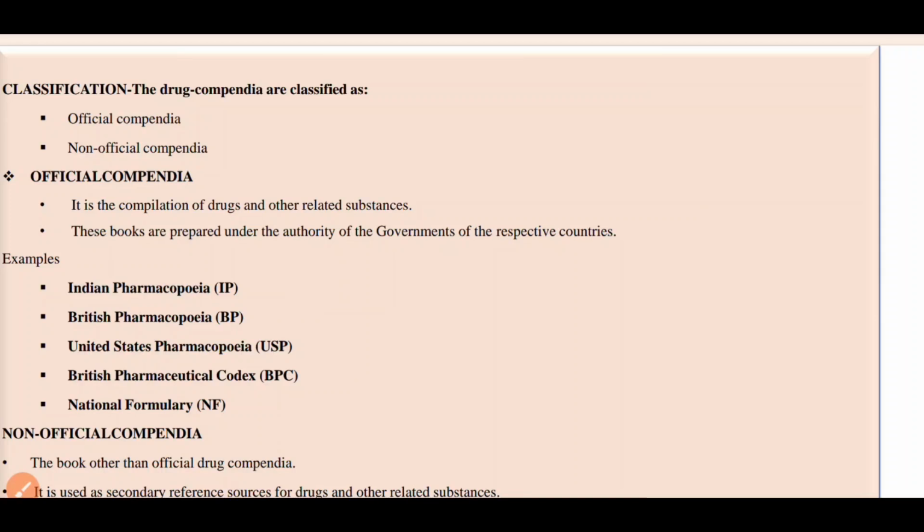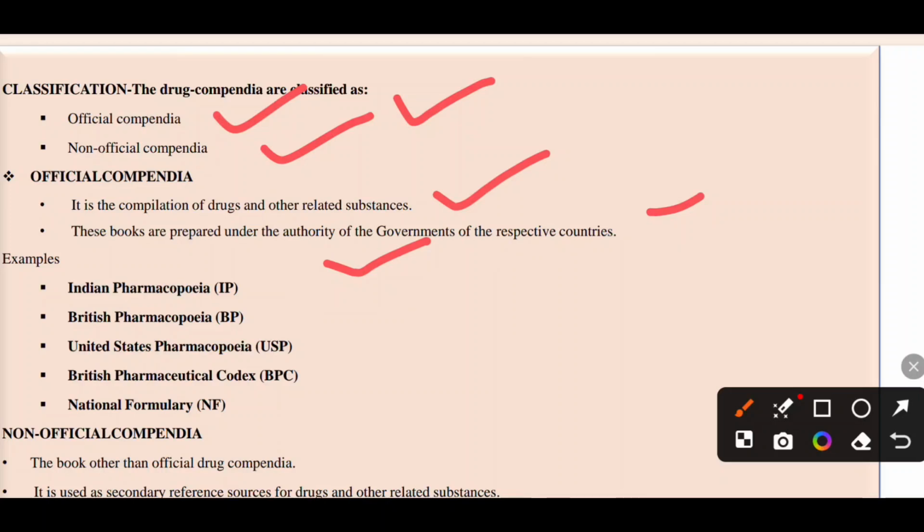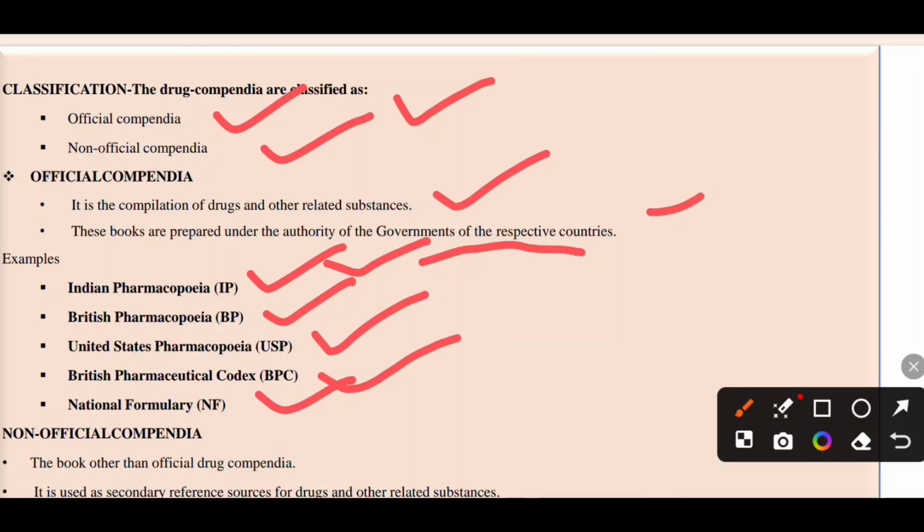Okay, after that, according to the properties, you have to classify it into two parts. One is official compendia, another one is non-official compendia. That means the drug compendia are classified into two types. So what do you mean by official compendia? Official compendia is the compilation of drugs and other related substances. These books are prepared under the authority of the government of the respective countries. Those books under the official compendia are authorized by the government of India. Clear? So in the official compendia, what pharmacopoeias are present? Examples are Indian Pharmacopoeia, British Pharmacopoeia, United States Pharmacopoeia, British Pharmacopoeia Codex, National Formulary. So these are the pharmacopoeias under the official compendia. Clear?